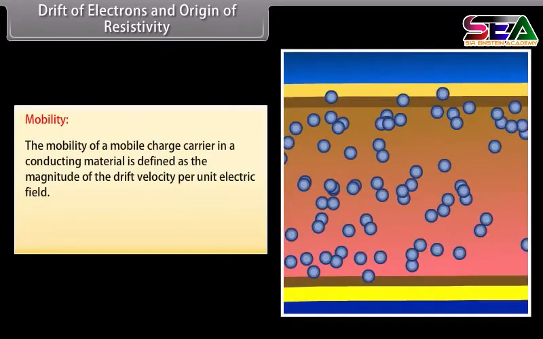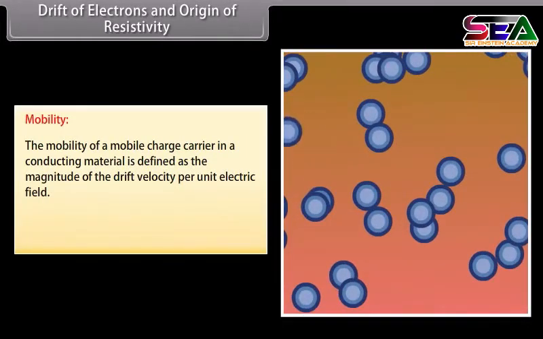Mobility. The mobility of a mobile charge carrier in a conducting material is defined as the magnitude of the drift velocity per unit electric field. Mobility, μ, is equal to Vd/E, which is equal to eτ/m.